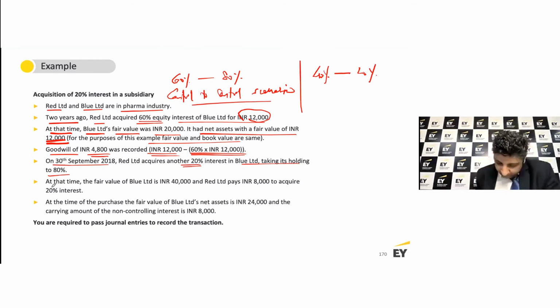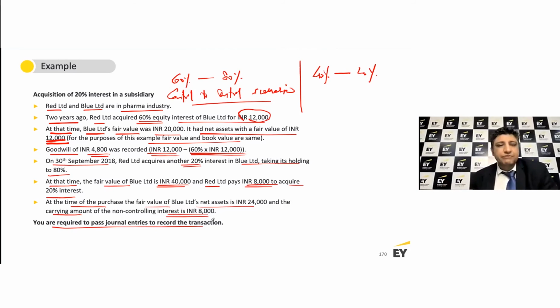Okay. Now, it says that at that time, the fair value of Blue Limited is 40,000 and Red Limited pays 8,000 to acquire the additional 20% interest. At the time of purchase, the fair value of Blue Limited's net assets is 24,000. And the carrying amount of the NCI is 8,000. Now, importantly, the question's requirement is to pass the journal entries to record the transaction. Given so much information in front of us, what is it that we need to pick up?